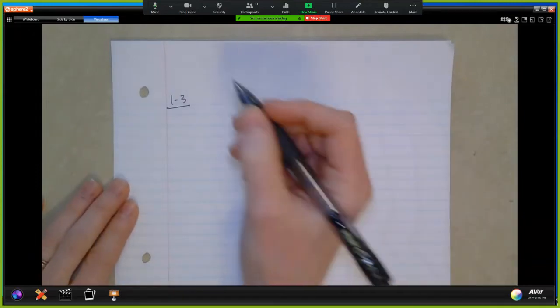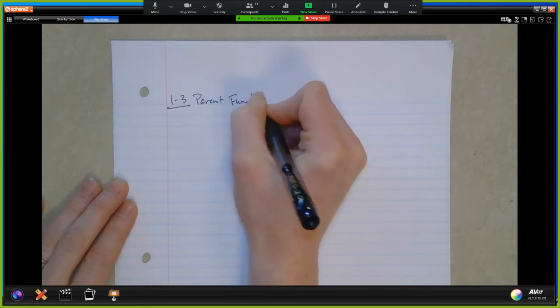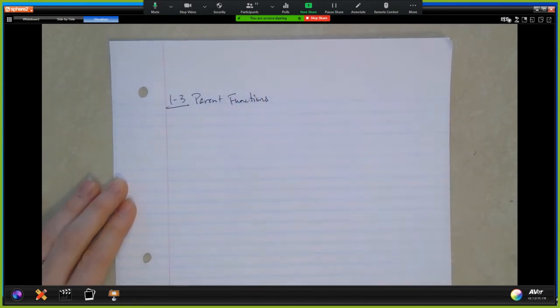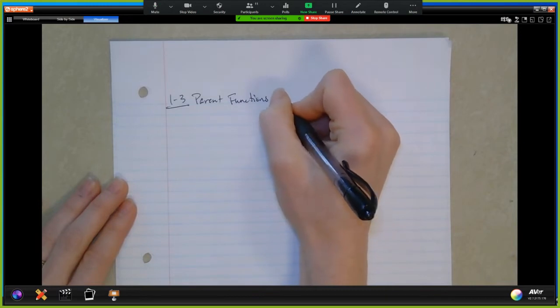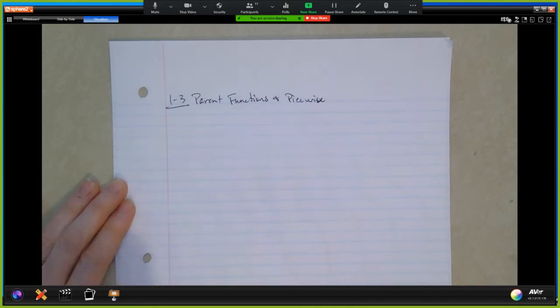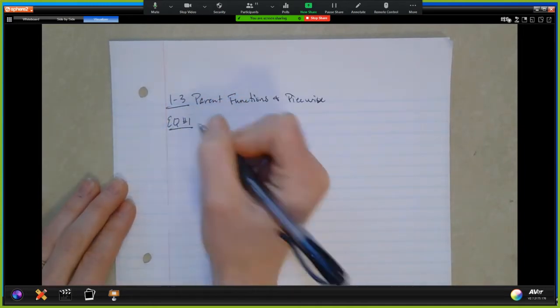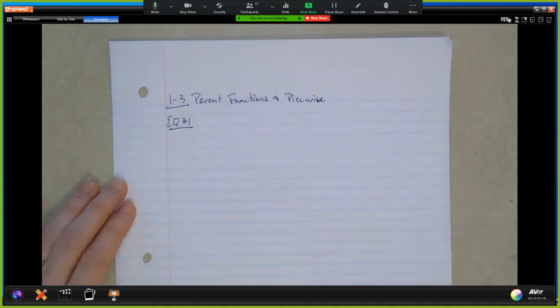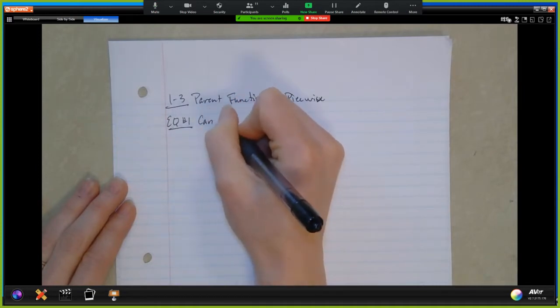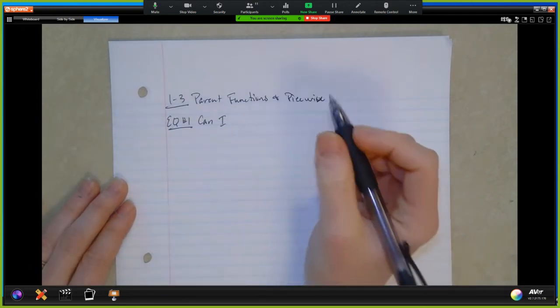On section 3 is parent functions. So parent functions and piecewise. Okay, but essential question number 1, or goal objective number 1, is can I identify parent functions and describe/identify characteristics? So we just want to get really confident and comfortable with a variety of parent functions, and then we're going to grow on that as we learn about more functions.